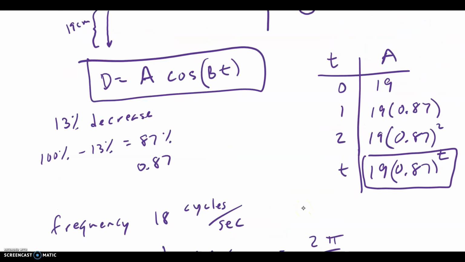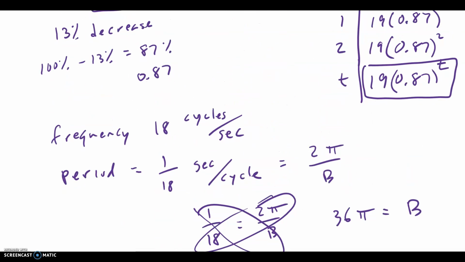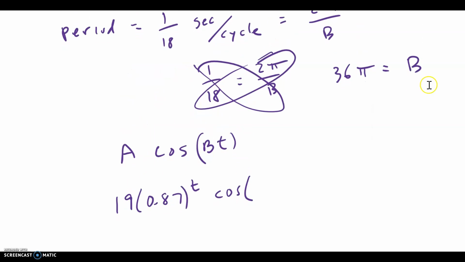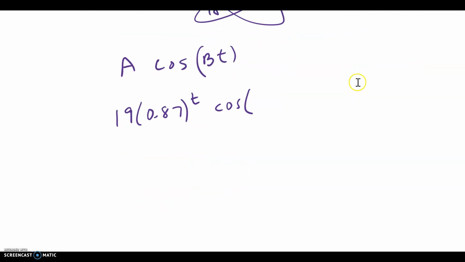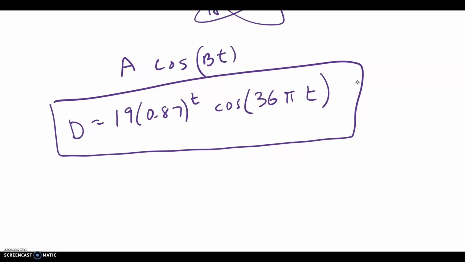So back to our formula right here. Let's put this all together. So I've got a times cosine b times t. So a was 19 times 0.87 to the t power, times cosine of b, which we just solved, 36 pi, so 36 pi times t. Okay, and that equals d. Okay, there is our answer.